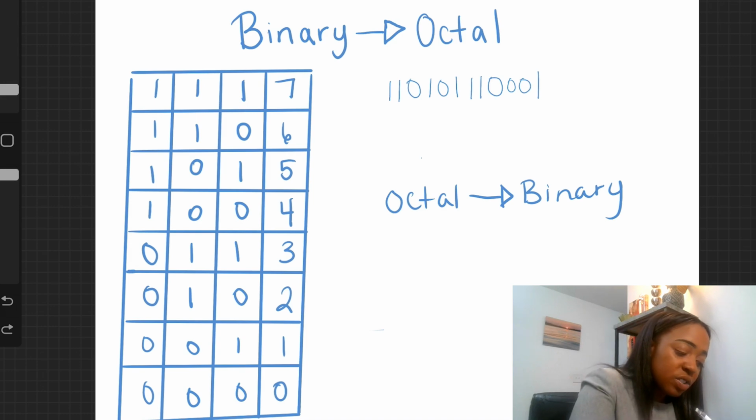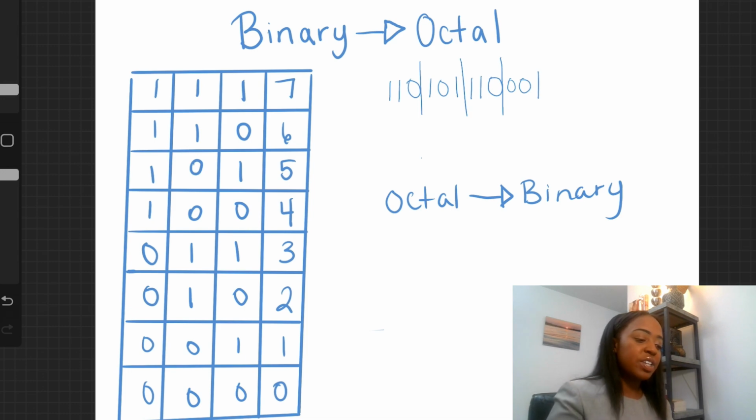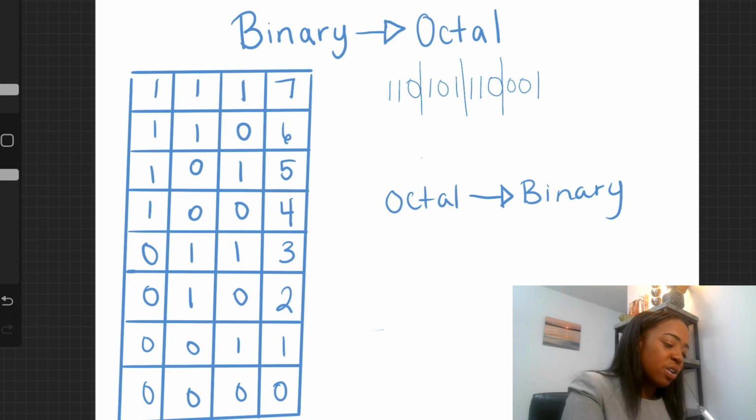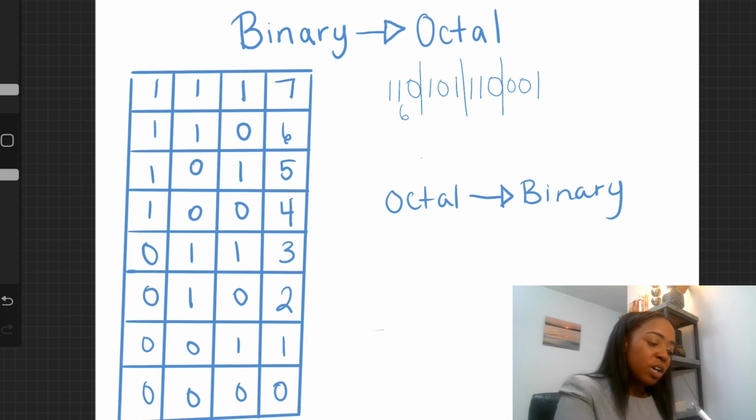So 110, then we want to draw a line. 101, draw another line. 110, draw another line. This tells us that we're going to have 4 numbers. For this first number, it's going to be 110. When we look at our octal table, we can see that this is 6. 101, we see on the table that this is 5. 110, again, which is 6, and 001, which is 1. So our binary to octal number would be 6561.